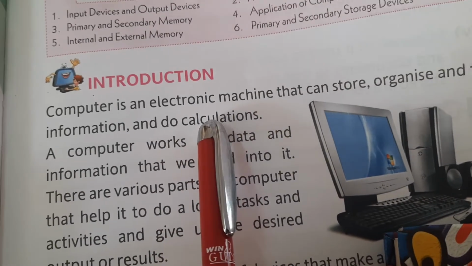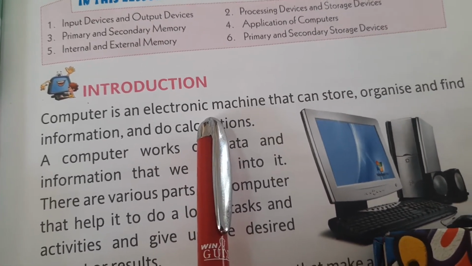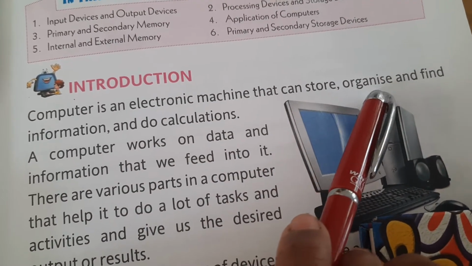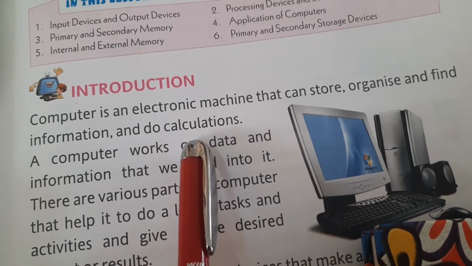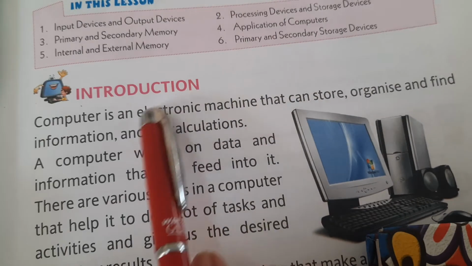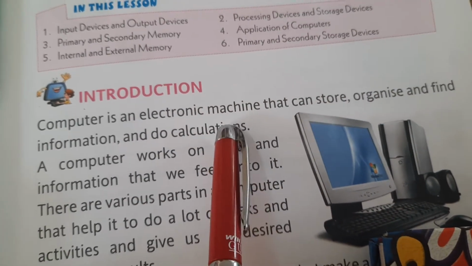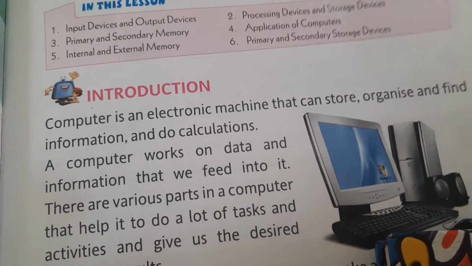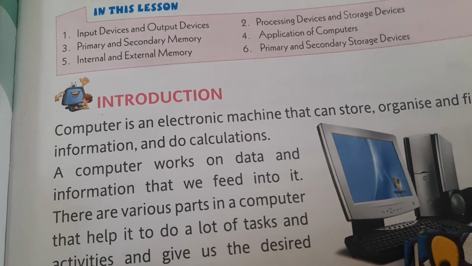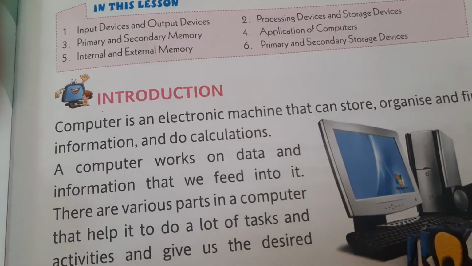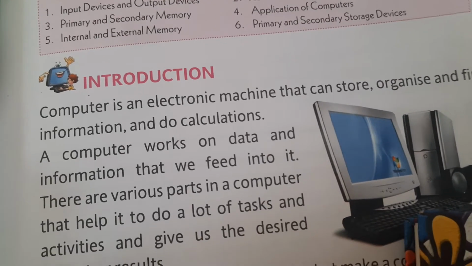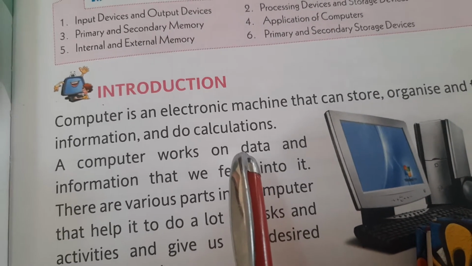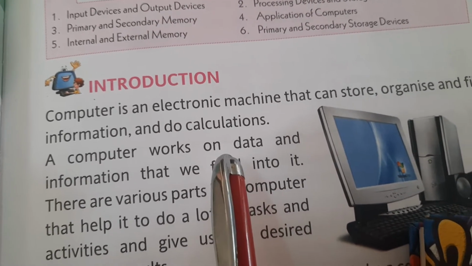As we have studied in the previous class, it is an electronic machine, which means it needs electricity to work. It can be used for storing, organizing, and finding information and doing calculations. So these are the various things, in a nutshell, that a computer does. Now, it works on data. Unless we feed something into it, we cannot do any kind of processing or get any output. So it always works on data and information that we feed into it. Whatever we insert or feed into it, it works on that.